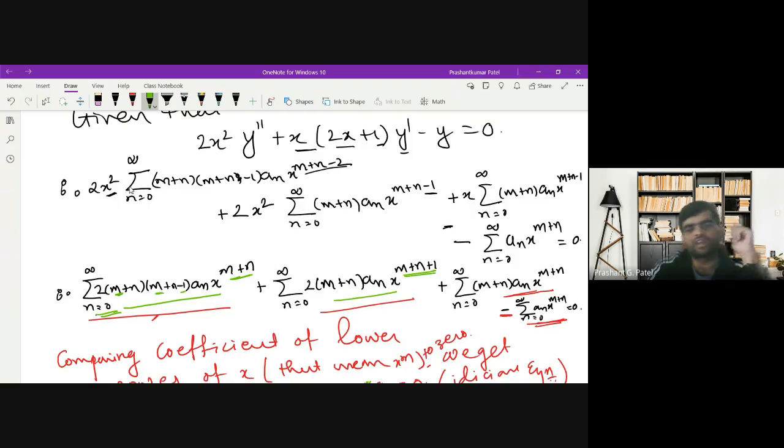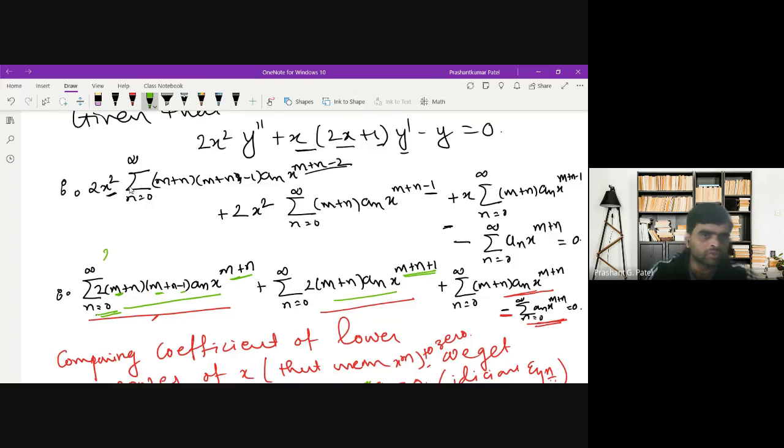So either you can write down the recurrence relation, or you can do it in this manner which I am doing. How to write down the recurrence relation, that also we will discuss. But for now, we just write down what will be the m plus 1 term here.